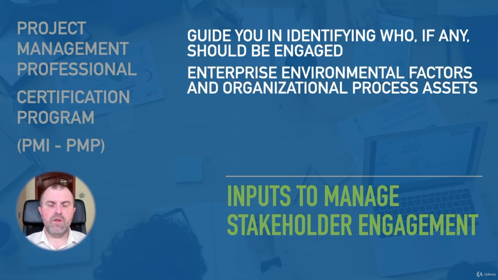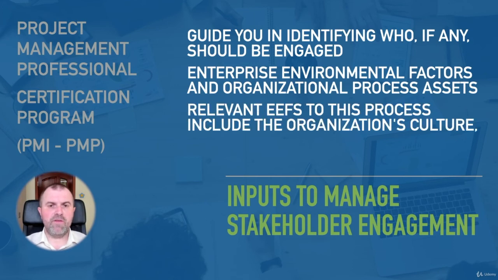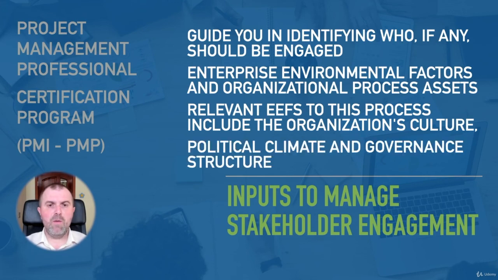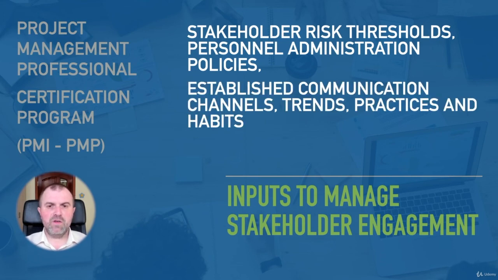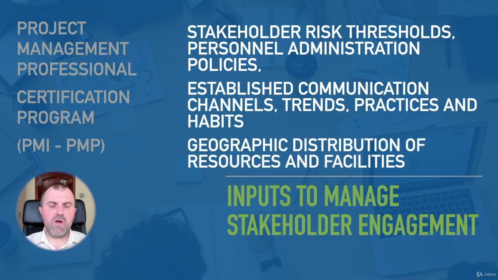The last two inputs to the Manage Stakeholder Engagement process are enterprise environmental factors and organizational process assets. Relevant enterprise environmental factors to this process include the organization's culture, political climate, and governance structure, stakeholder risk thresholds, personnel administration policies, established communication channels, trends, practices, and habits, and the geographic distribution of resources and facilities.